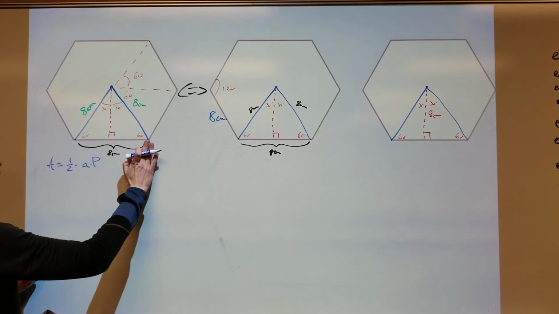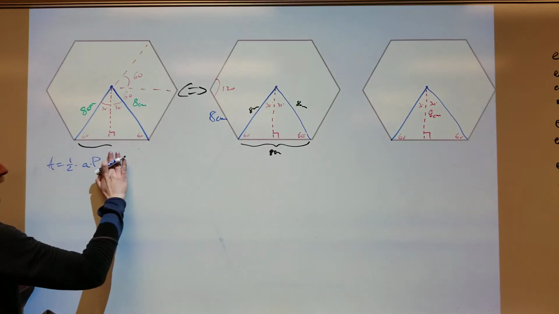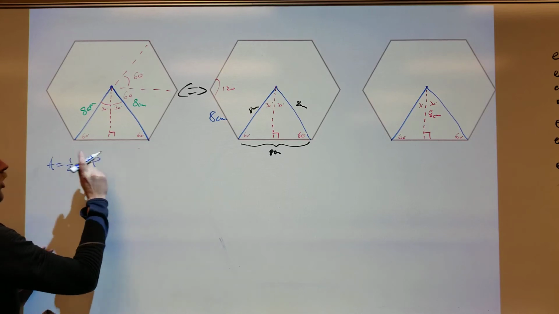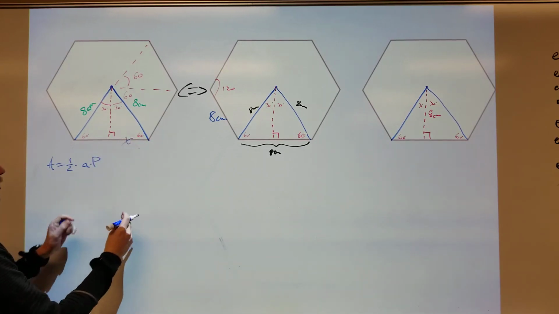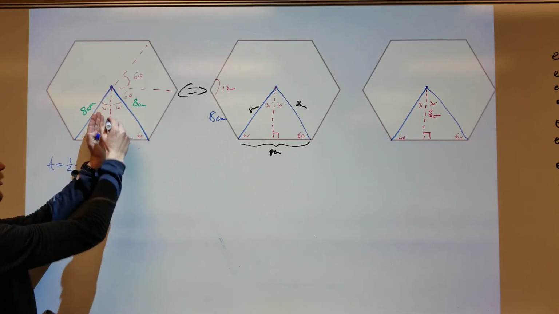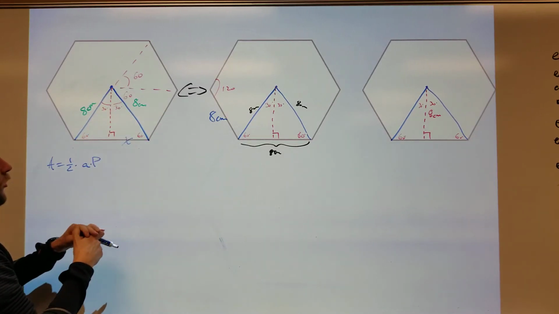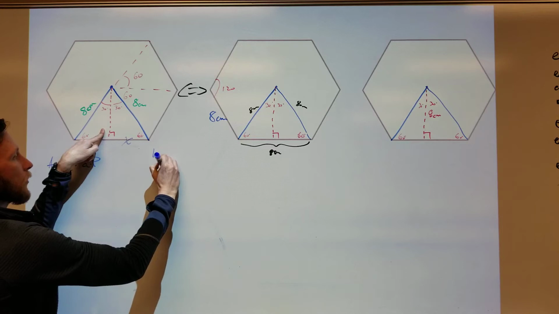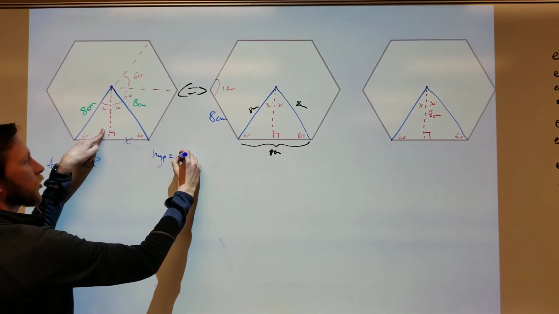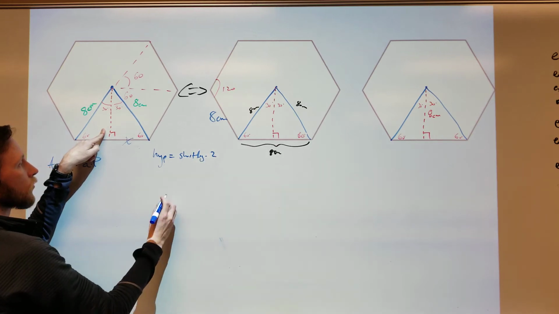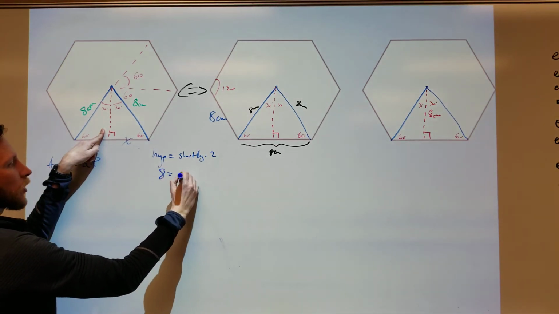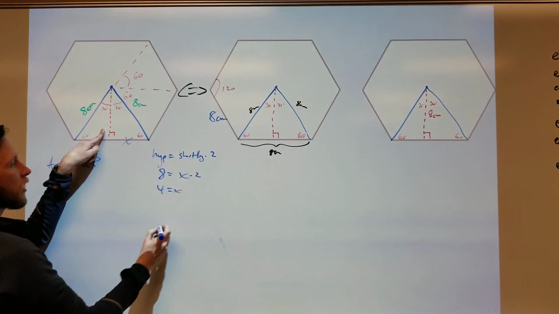Now, even if we didn't know that, we could still find out what this part of the base is using 30, 60, 90 rules. The hypotenuse in a 30, 60, 90 is equal to the length of the short leg times 2. So in this case, 8 is equal to x times 2, or 4 is equal to x.